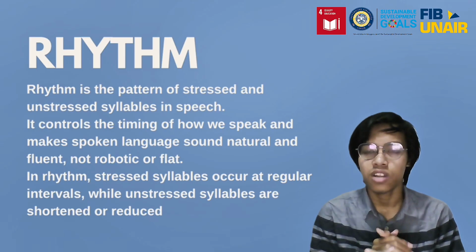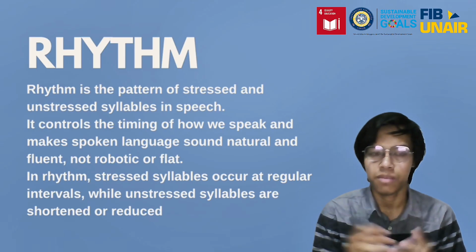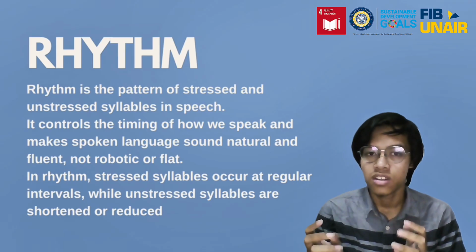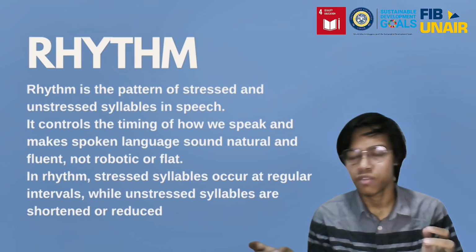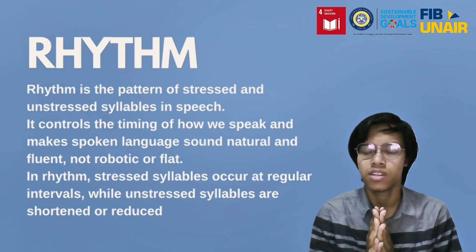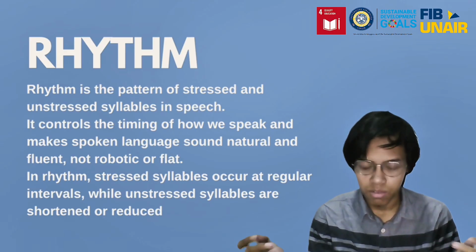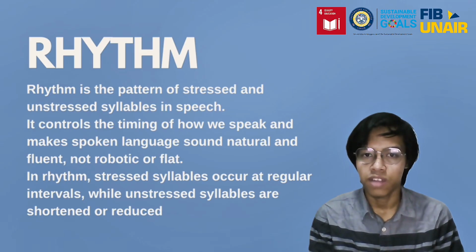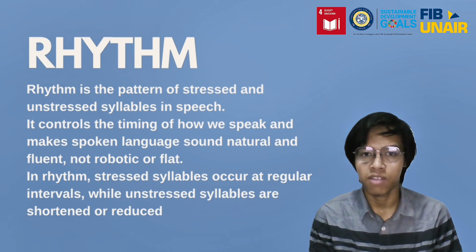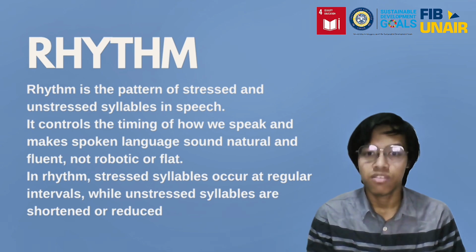In English, not all syllables are equal. Some syllables are stressed and said more clearly and strongly, while others are unstressed and spoken more softly and quickly. This regular pattern of strong and weak syllables is what gives English its natural flow, whereas speech without it may still be correct, but it can sound unnatural and difficult to follow.